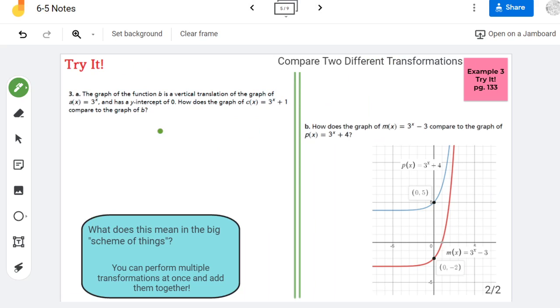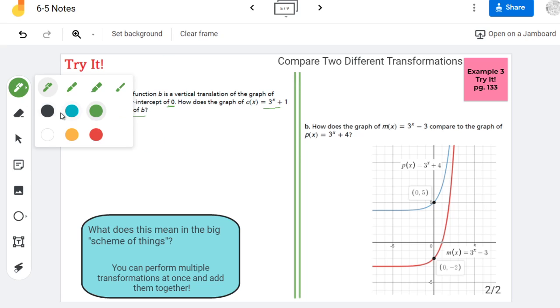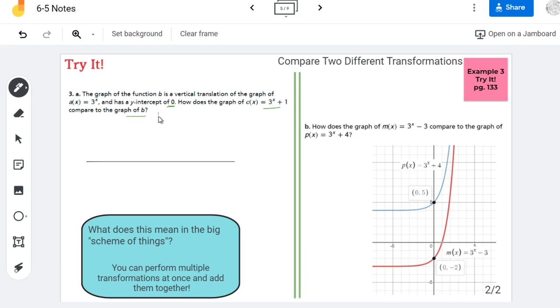So it says the graph of the function b is a vertical translation of the graph of a. And it has a y-intercept of 0. So what they want to know is how does the graph of this function, which is c, compare to the graph of b. So let's start by checking out some of these graphs. Okay, so I should have put a piece of graph paper on here, shouldn't I? That's all right. We'll get creative with our drawings, y'all.